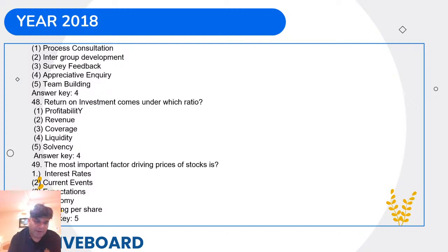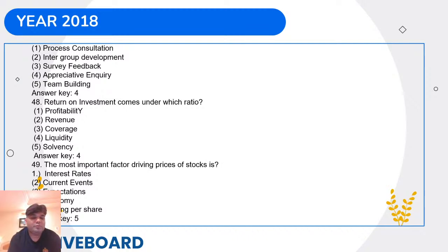So question number 49, the most important factor driving prices of stocks is option number 1, interest rates, option number 2, current events, option number 3, expectations, option number 4, economy, option number 5, earnings per share. So even if you have a very basic idea with regards to investment in shares, stocks and debentures, you will know that the answer is EPS, that is earnings per share.